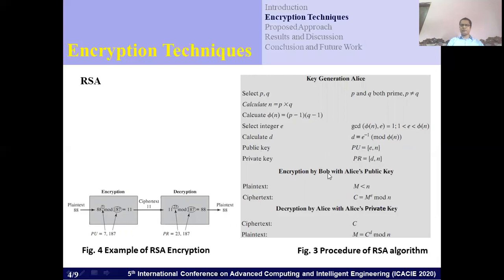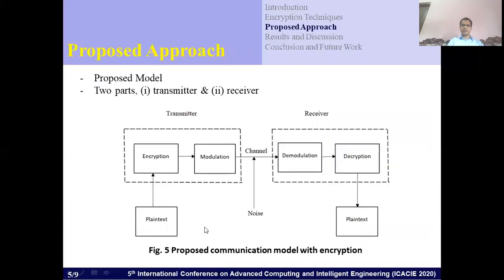Now Bob uses Alice's public key to encrypt the message. So this is the ciphertext. And then Alice uses her private key to get the plain text from the ciphertext. That means M equals C to the power D mod n. Let us consider an example of RSA encryption. Here we consider that the plain text is 88. RSA encryption technique encrypts this plain text using the public key 7. Then we will get the ciphertext 11. Then this ciphertext is decrypted using RSA decryption algorithm using the private key 23. So we will get the plain text 88. So this is the concept of RSA encryption.